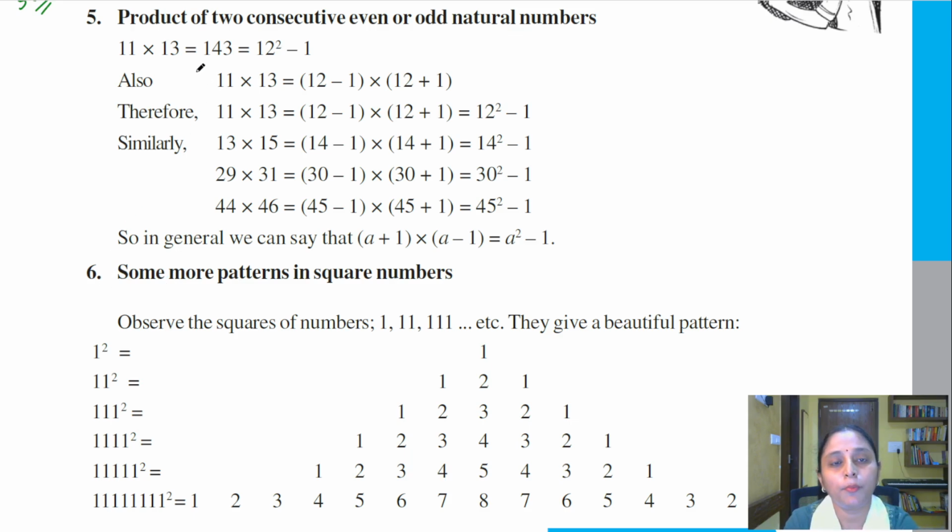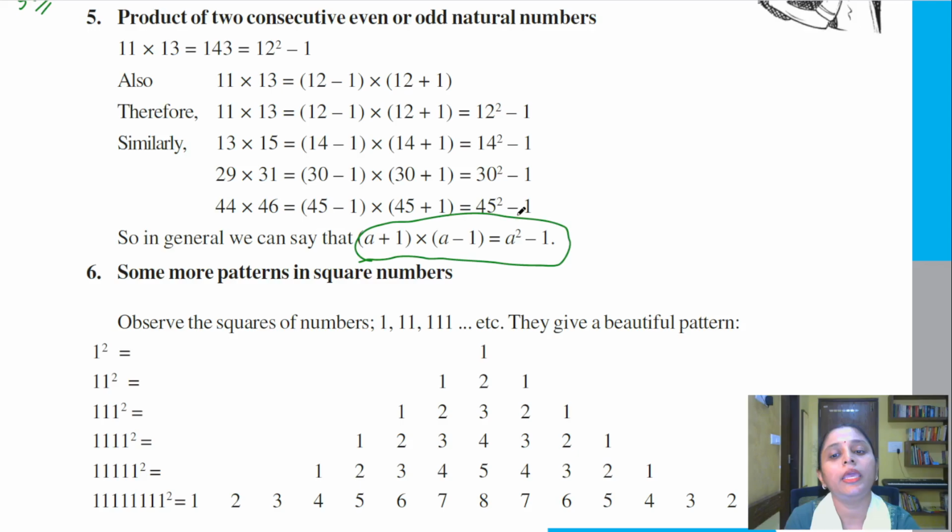Next we have the product of two consecutive even or odd natural numbers. Now this is true for any such product. It is not a perfect square, but it is one less than a perfect square. In fact, it is an identity in algebra. If you multiply any two consecutive even numbers or odd numbers, you get a square minus 1, which is one less than a perfect square.